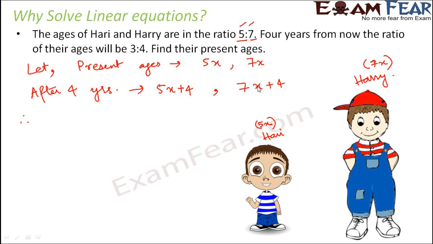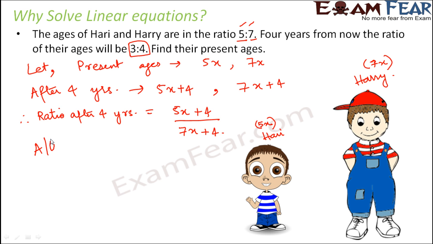So as per our assumption, the ratio of their ages after 4 years would be 5x plus 4 divided by 7x plus 4. But as per the question, after 4 years the ratio should be 3:4. So according to the question, this value which we have calculated assuming x is equal to 3/4. Now if we are able to solve this equation and find the value of x, then very easily we will be able to calculate their present ages.